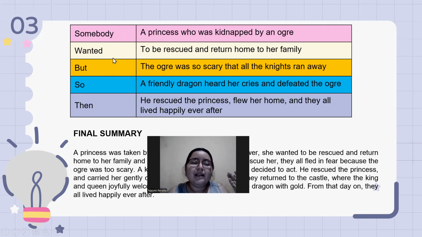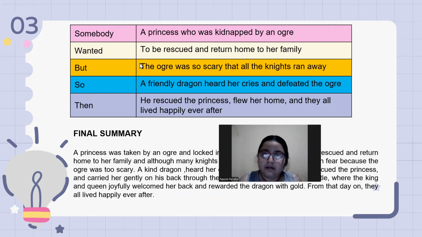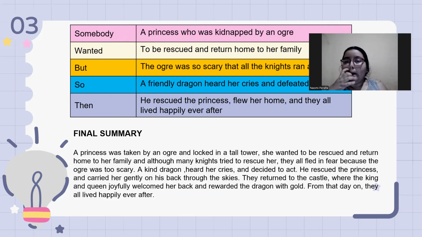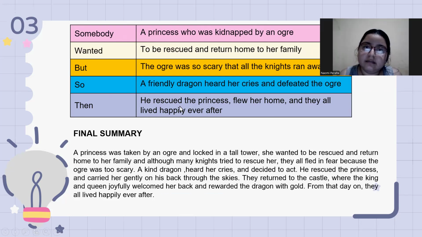But what happened that the somebody couldn't make it? The ogre was so scary and the knights ran away. So what happened next that helped to resolve the problem? A dragon heard her cries and defeated the ogre. And then this part is most of the time the conclusion, the happy ending. So he rescued the princess and flew her home and they lived happily ever after. Using the example, right? And this is the final summary using exactly what I made here.